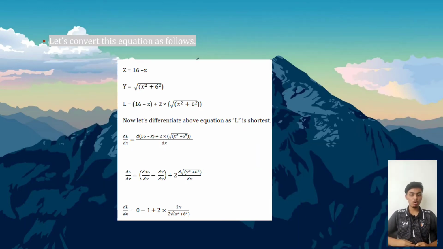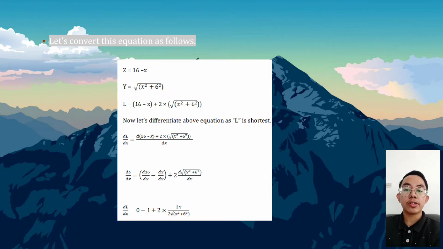Let's convert this equation as follows. For the equation, Z equals 16 minus x, Y equals square root of x squared plus 6 squared, so L equals 16 minus x plus 2 multiplied by square root of x squared plus 6 squared. Now, let's differentiate the above equation as L is shortest. dL over dx equals d of 16 minus x plus 2 multiplied by square root of x squared plus 6 squared, over dx.